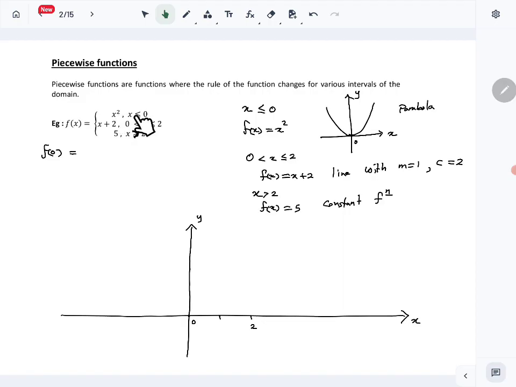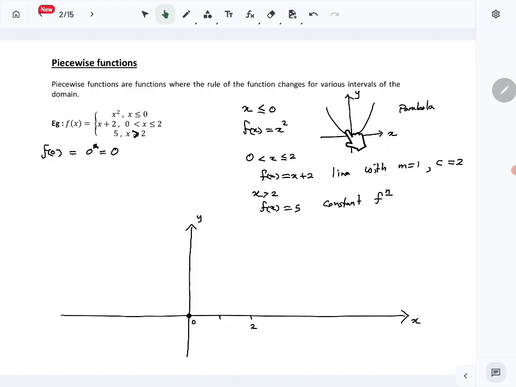I have to substitute into the first part, because x equals 0 belongs to that section. So f of 0 is going to be 0 squared, 0, right? So then let's mark it with a colored dot, because it belongs to the x squared graph, right? Then I want to draw the x squared graph for the negative side.